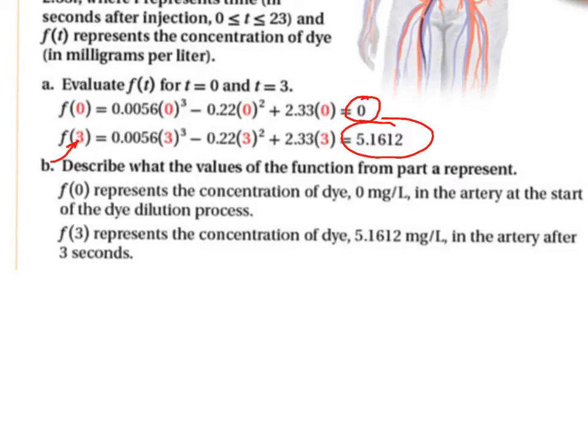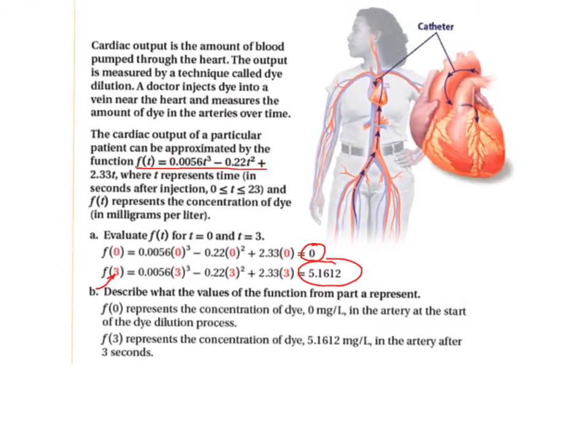So describe what the values of the function from part A represent. So f of 0 represents the concentration of dye in the artery at the start of the dye dilution process. And f of 3 represents the concentration of dye, 5.1612 milligrams per liter in the artery after 3 seconds. So there's the difference in between the two. This represents what it was at the start, and after 3 seconds, this is what it is, milligrams per liter, just from using that function.